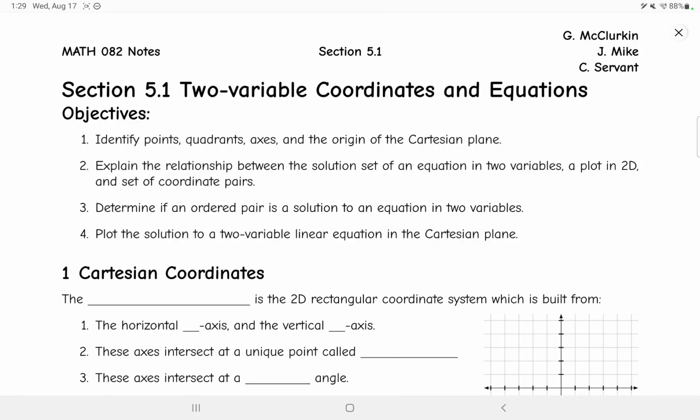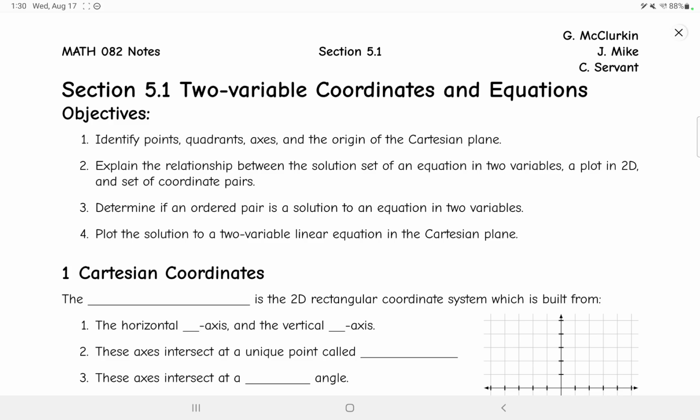Hello, today we're going to start section 5.1, two variable coordinates in equations. The objectives are to identify points, quadrants, axes, and the origin of the Cartesian plane, explain the relationship between the solution set of an equation in two variables, a plot in 2D, and a set of coordinate pairs, determine if an ordered pair is a solution to an equation in two variables, and plot the solution to a two-variable linear equation in the Cartesian plane.